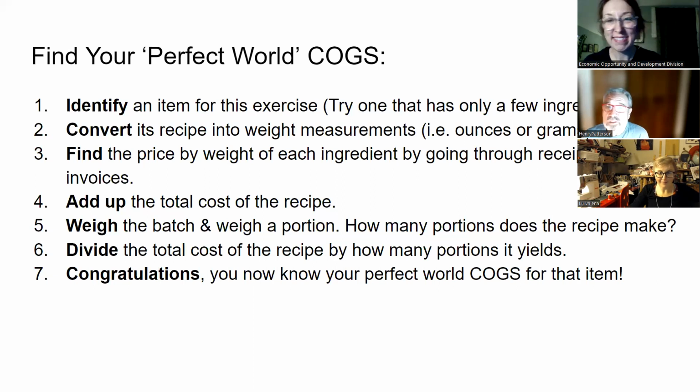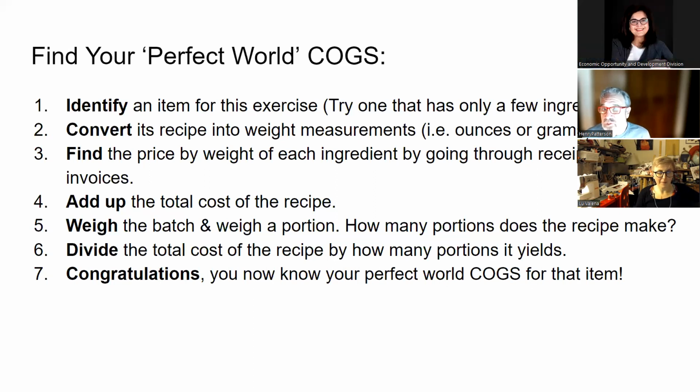All right. So we're going to take a look at an item, and the first thing we're going to do is convert its recipe into weight measurements. It isn't necessarily how you buy it initially, but you want to be able to say with confidence that every time you plate that menu item, you use up so many ounces or so many grams of each of the component ingredients, and you need to be able to associate those weights with their costs and figure out what you're spending every time you sell that item.